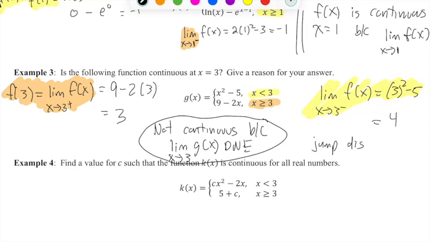And I just noticed a mistake. These are supposed to be g. There you go. Be careful with that.